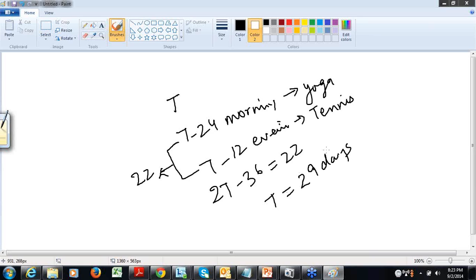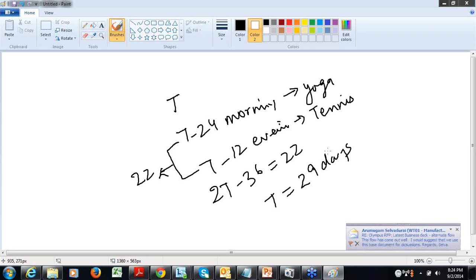Is everybody clear with this? So the question is that 2 persons either did yoga in the morning or did tennis in the evening, but they did not do both the things together on a single day. Then they are saying that on 22 days they did something. On 22 days they either practiced yoga or played tennis. Okay, number of days. And also it is saying that on 24 mornings they did not do anything, and on 12 evenings they did not do anything.